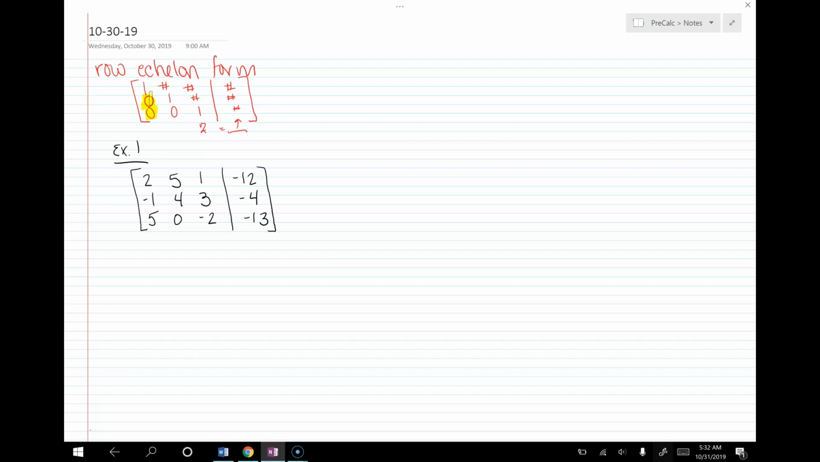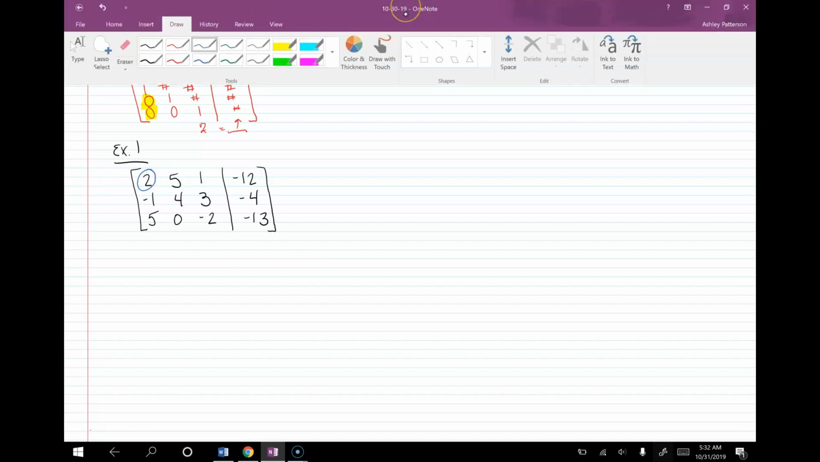The first row really doesn't matter because right now our first row, its first element right here is a 2. So if I need that to be a 1, I can just divide the whole row by 2. Boom, done. So don't stress about the first row so much. Try to focus on rows 2 and 3.